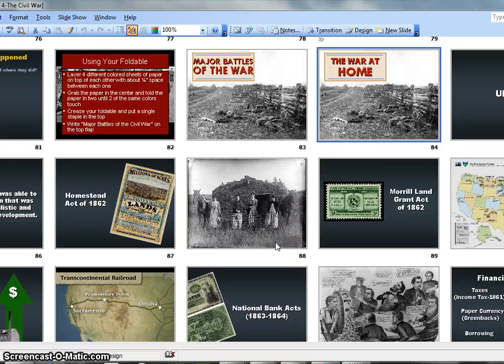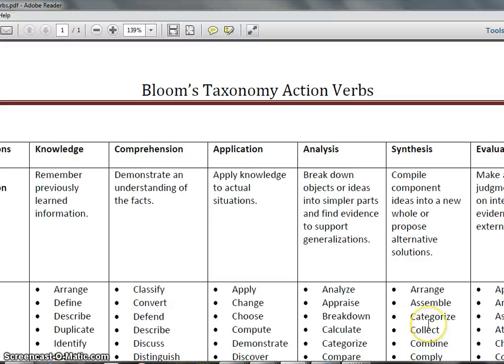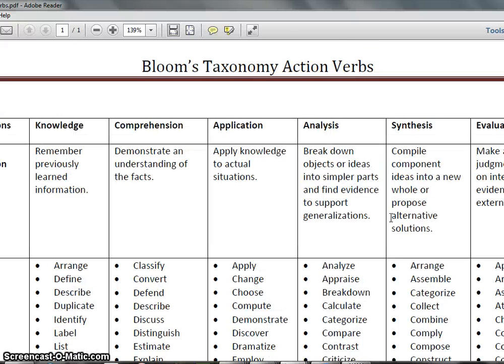So this is our WSQ for the Civil War unit. The WSQ is going to be over the war at home. Remember that you're going to watch, you're going to summarize, and then you're going to ask 3 hot questions. So again, that's going to be from this sheet here, your Bloom's Taxonomy action verbs. It needs to be the analysis, the synthesis, and the evaluation category. So make sure that you have that handy.